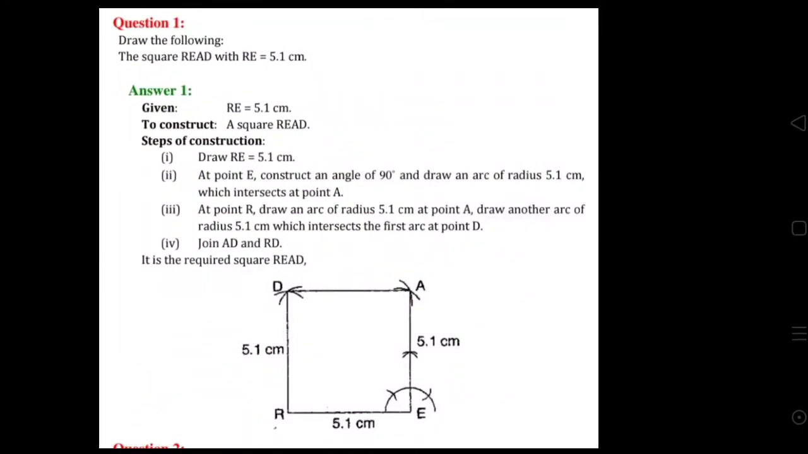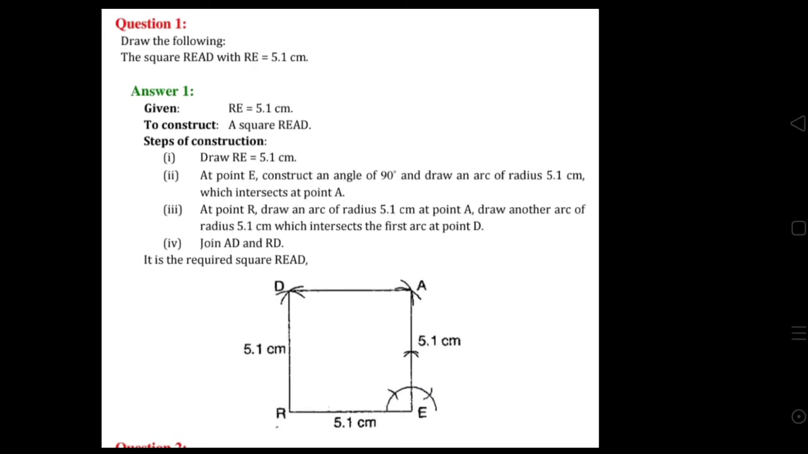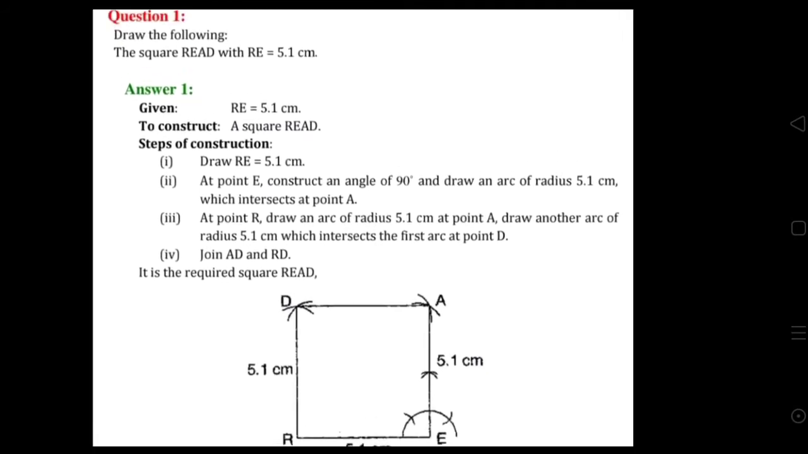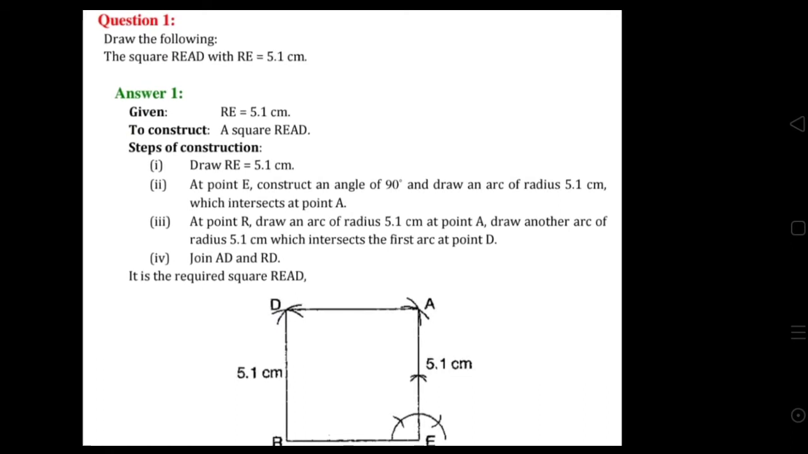Quadrilateral RED means a square, and we know that students, in a square all the sides are equal and all the angles are 90 degrees. So here it is given that one side RE is 5.1 centimeter.